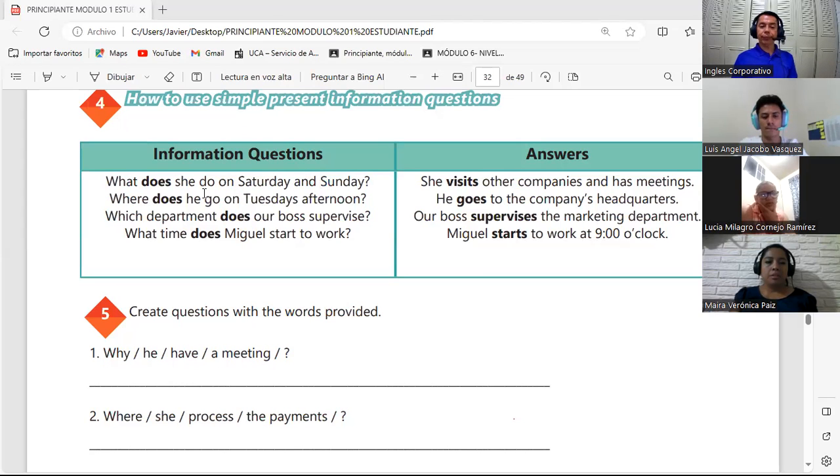Okay, so in this case is que tiene que hacer, right? Tiene que visitar. ¿A dónde tiene que ir? Al cuartel general, las oficinas principales de la compañía, right? Company headquarters. ¿Y cuál departamento? El departamento de marketing, ¿no? Mercadeo. And what time, a qué horas comienza a trabajar, right? At 9 o'clock. So these are the questions.